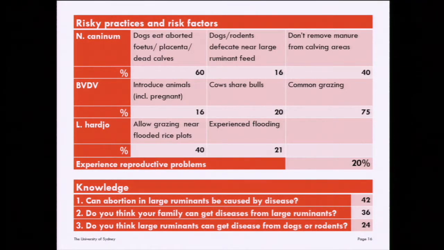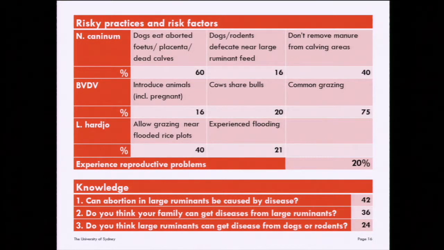And for lepto, we had 40% of farmers allowing animals to graze near flooded rice plots, and 20% had experienced severe flooding in the last 5 years. We were also able to gauge the rate of reproductive issues, which there was no data on previously, and about 20% of farmers reported that they experienced reproductive issues. And we also assessed knowledge and basically found 40% of farmers were aware that large ruminant abortion could be caused by disease, and only 36% of farmers thought that their family could become infected with diseases from cattle, and 24% of farmers thought that large ruminants could get diseases from dogs or rodents.